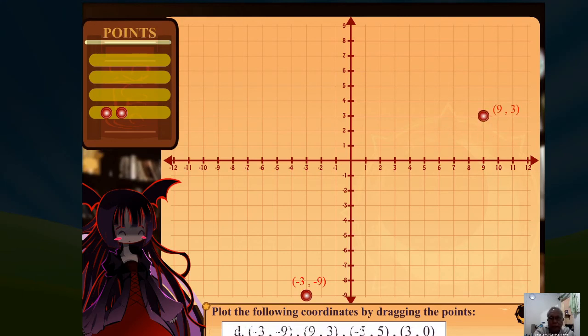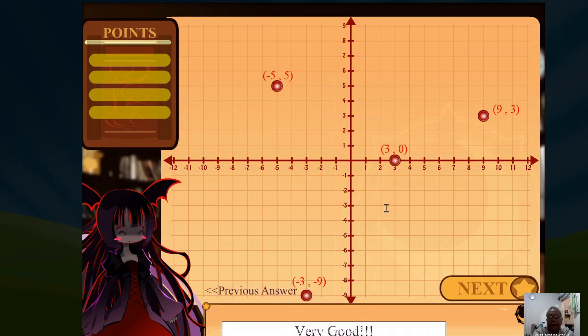Very good. Negative 5 and 5. Negative 5 here and then 1, 2, 3, 4, 5. It's in here. Very good. 3, 0. The first number is 3: 1, 2, 3. But the second number, which is the y-coordinate, is 0. So we're not going up or going down. Very good. Okay. So that's all for today, class.